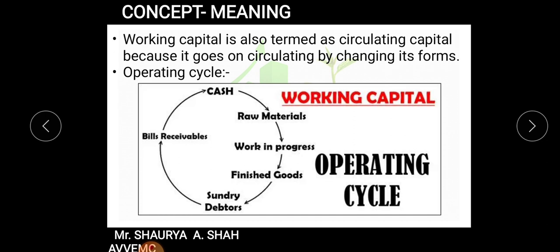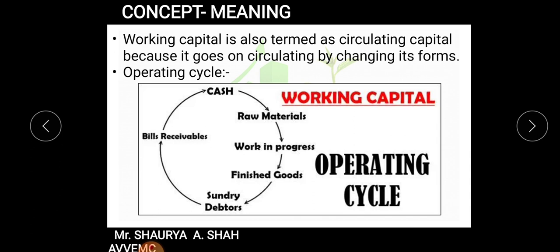So how does this cycle work? As you can see in the diagram, the first is cash. Now cash is converted into raw materials. Raw materials are again converted into work in progress, that is, production is going on. Work in progress is again converted into finished goods, and finished goods are sold to sundry debtors, right? And then debtors are converted into bills receivable. Again, bills receivable are encashed and converted into cash, right? So this is generally known as the operating cycle. We'll understand this in detail.